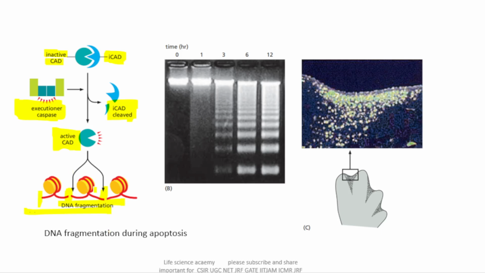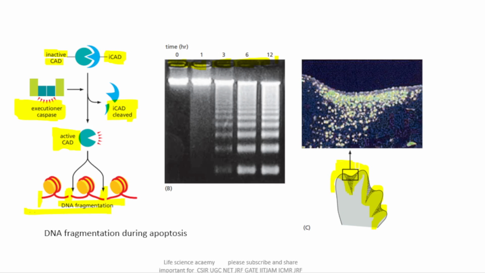So if the CAD molecule fragmentizes the DNA molecule, we can see it on the gel electrophoresis. This is the time, and according to time, the migration of the DNA molecule is happening, particularly where the DNA fragment is occurring. Like this is the limb of a mouse. This is the limb. So what is the presence?